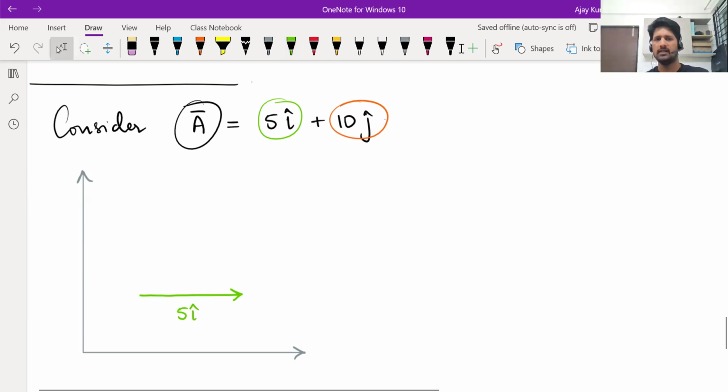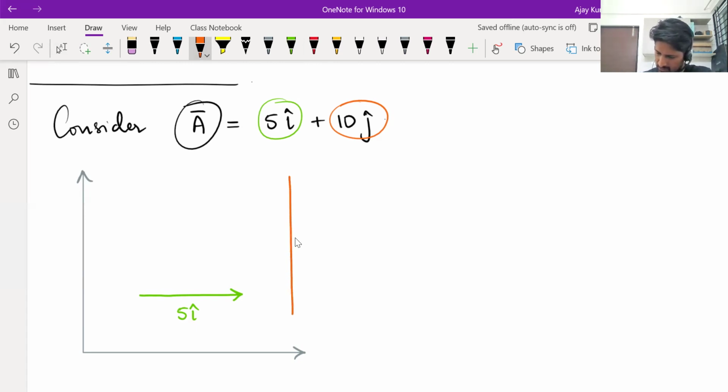So this is how 5 i cap looks. Pawan, tell me how to draw 10 j cap. Sir, that also along the positive axis. It will be along the positive y axis. Okay. What about its length? Should it be same as this green one? Or what can you tell about the length of the second component? Sir, 10 units. Means relative to this, how can you say? Should it be double, triple, or same? Sir, it should be double. Because 10 is 2 times of 5, the y component should be twice as long as this. So when you draw components, you have to keep all that in mind.